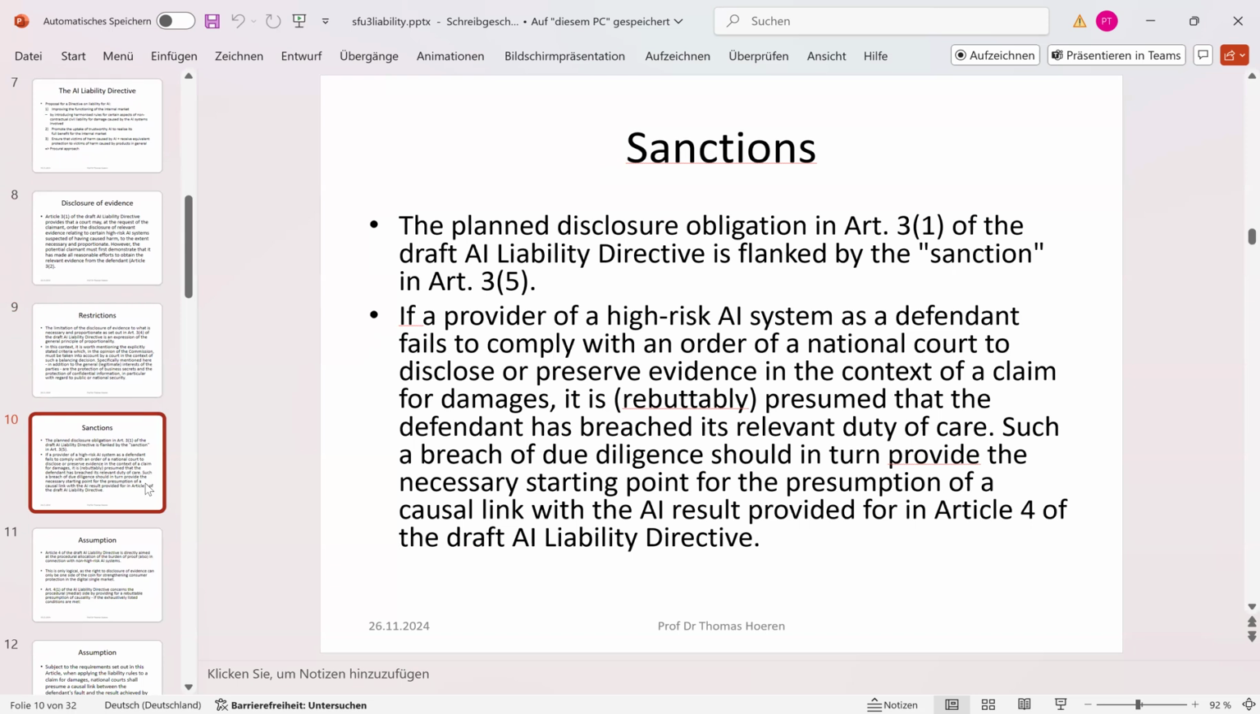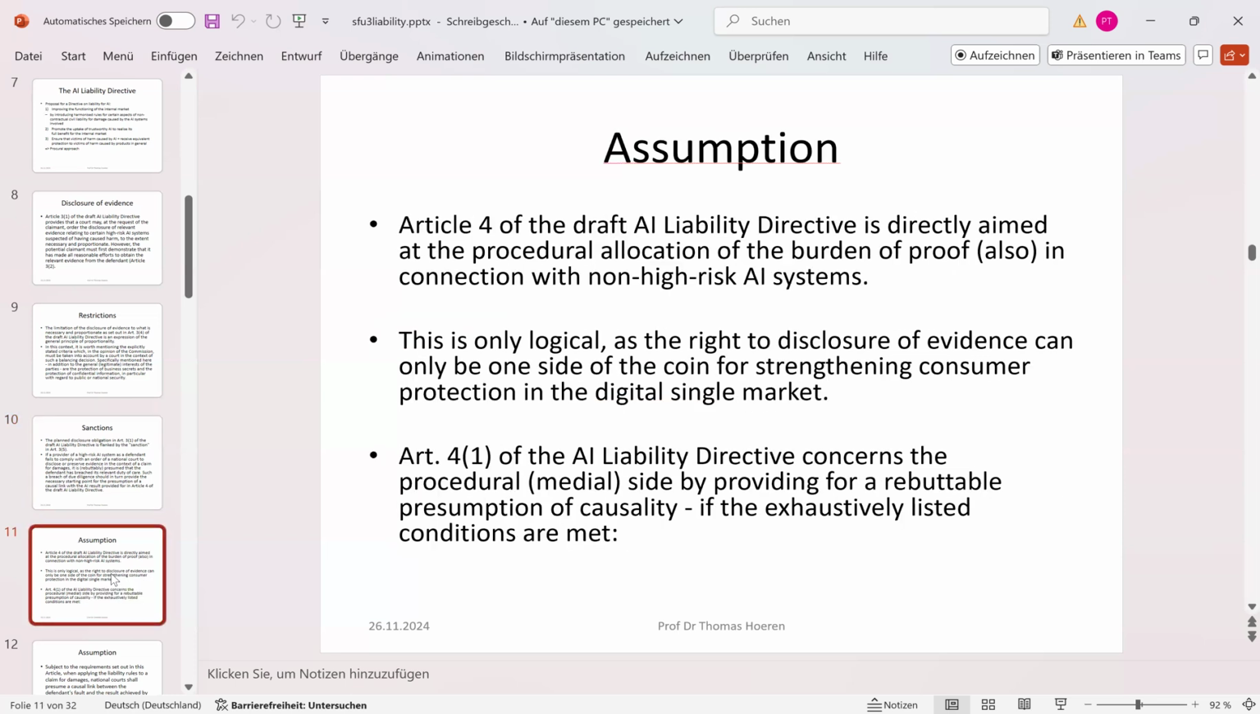So if you're asked by a court to open your files, and the court has said it's necessary and proportionate, you have to give it and open it, and if the other party is not doing it, then it is presumed that the defendant has breached its relevant duty of care. So the standard level of proof which you need is decreased. So it's a presumption that an AI machine has caused a certain damage. That is new.